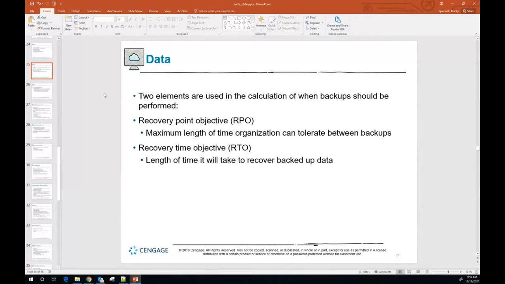Two elements that are used in the calculation of when backups should be performed include the recovery point objective. That's the maximum length of time an organization can tolerate between backups. And the recovery time objective. That's the length of time it will take to recover backup data.